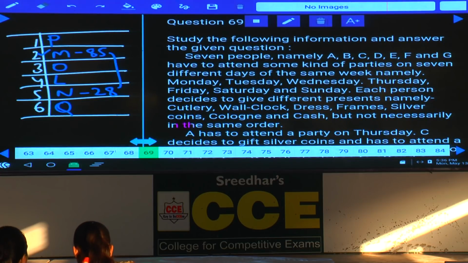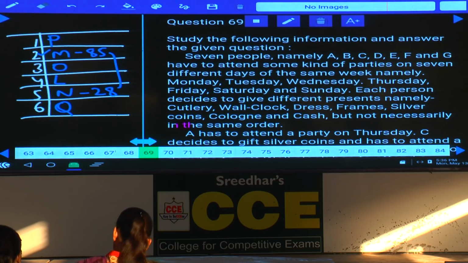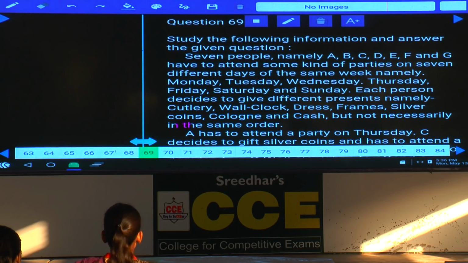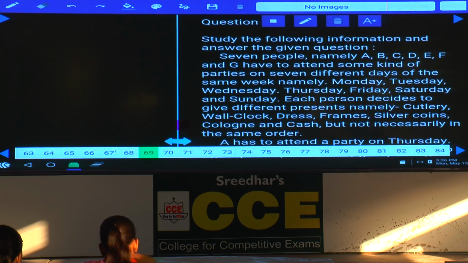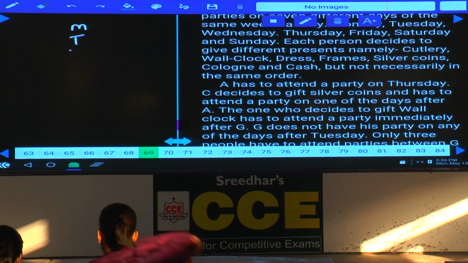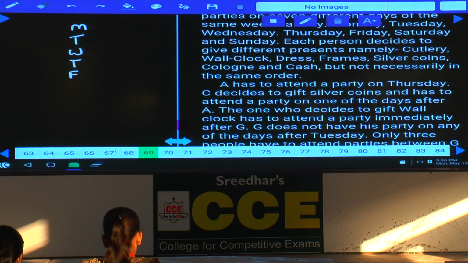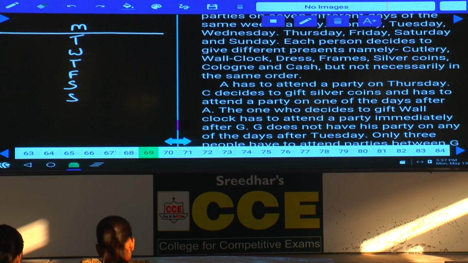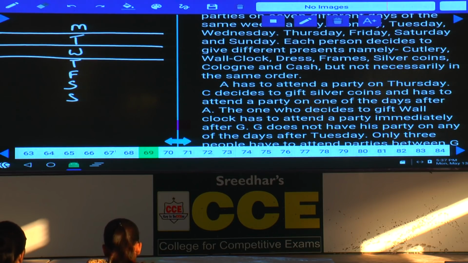Then question number 69 onwards. 7 people, A, B, C, D, E, F, G, have to attend some kind of parties on 7 different days of the same week, namely Monday, Tuesday and so on, starting on Monday and ending on Sunday. And each person decides to give different presents, namely cutlery, wall clock and so on. Hence the week starts with Monday, Tuesday, Wednesday, Thursday, Friday, Saturday and Sunday. And 7 days, 7 persons and 7 different gifts.